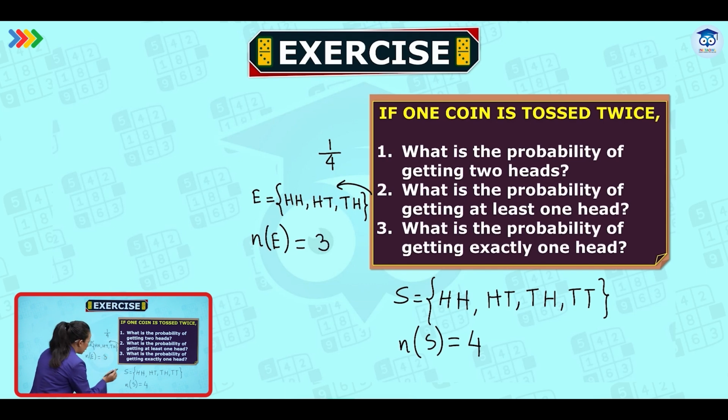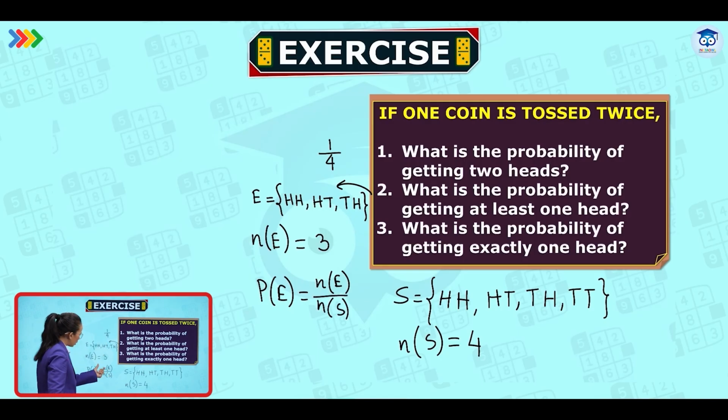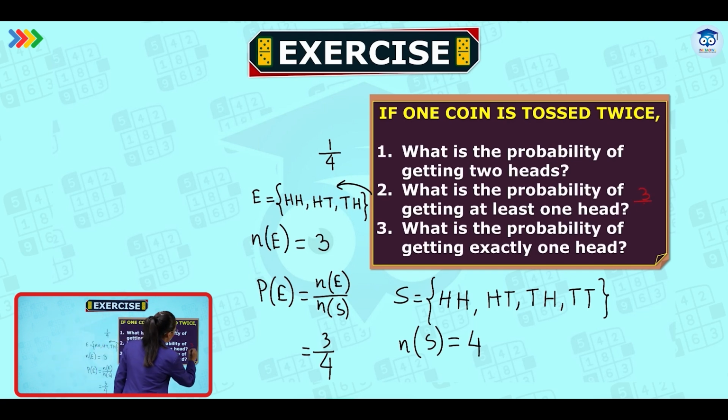So the probability in this case, P of this event E, is the number of favorable outcomes upon the total number of outcomes. Instead of that, we can write it as N of E upon N of S. N of E is the number of favorable outcomes for this particular event E, and N of S represents the total number of possible outcomes. So in this case, we have 3 upon 4. So the answer for the second one is 3 upon 4.